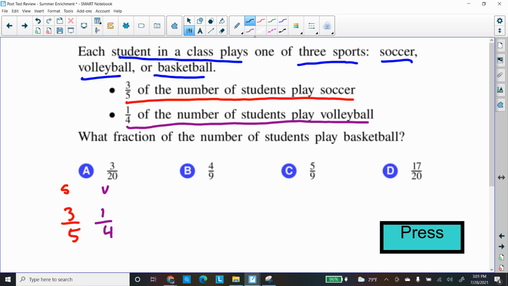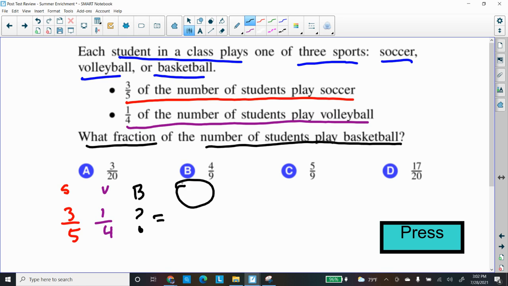Now they want to know what fraction of the students play basketball. So I'll put a little B here. I don't know what fraction that is, but I'm going to show you that we got 2 parts. We got the students playing soccer, the students playing volleyball, and we have another part of the students that we don't know playing basketball. So I'll draw a little circle here.